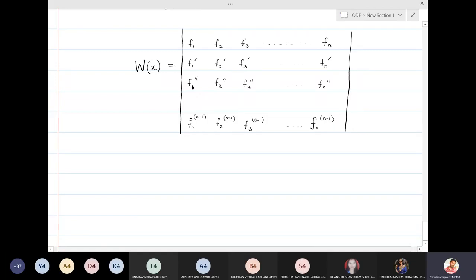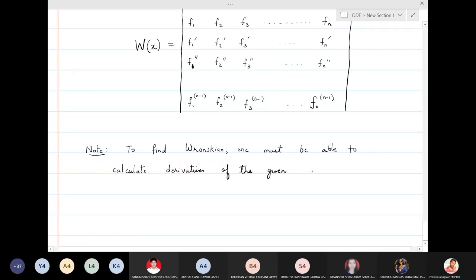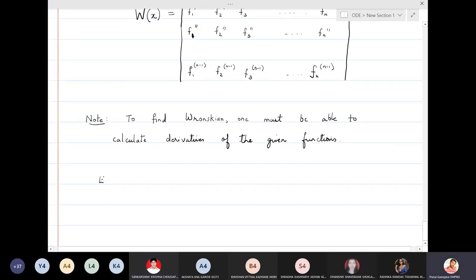Then we fall back on our original definition, C1 f1 plus C2 f2, where derivatives are not needed. Note: to find the Wronskian, one must be able to calculate derivatives of the given functions. Okay, so let's take an exercise now.